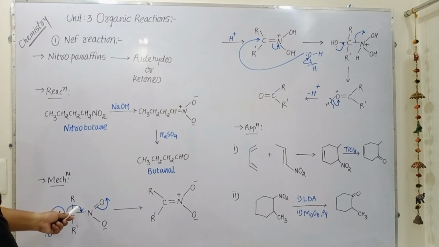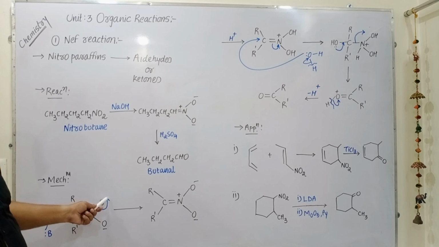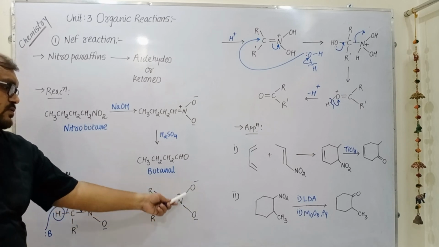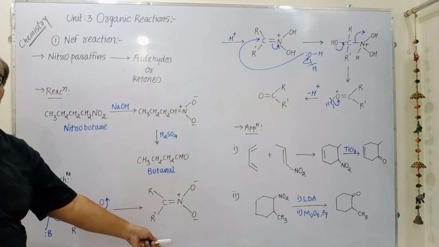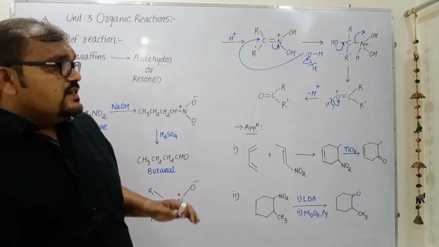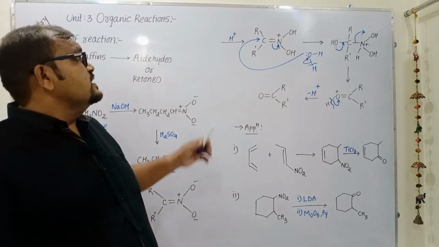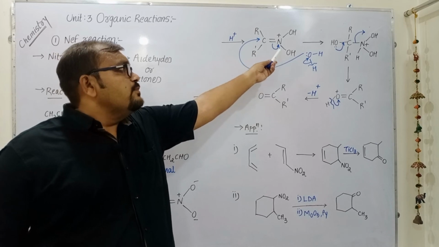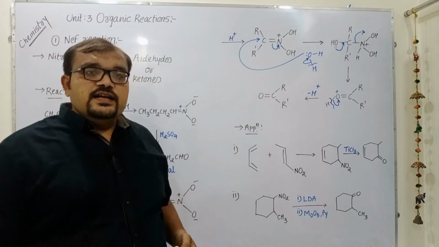As we can see by the arrow, this bonding pair will be shifted between this carbon and nitrogen atom, and this pi bonding electron will be shifted over oxygen and give a negative charge. So we will get such a type of intermediate compound. Now when this intermediate reacts with a proton, it will give a dihydroxy intermediate.